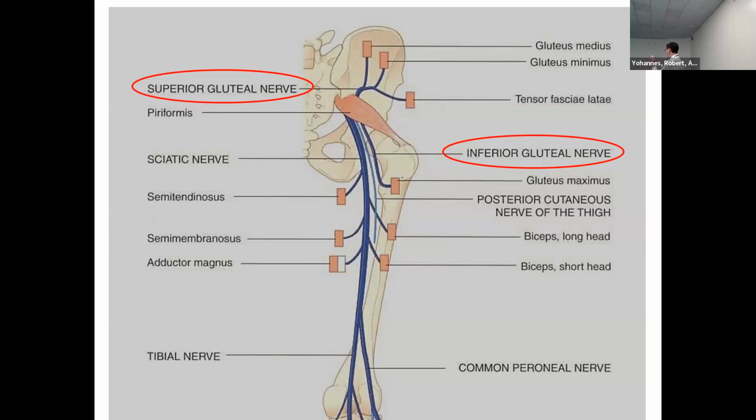Notice that the L5 root plays a role here. That will be a common theme throughout the lower leg. So pressure on the lumbosacral trunk can cause a lot of weakness. Okay? Not just foot drop, as we'll see in a moment, but also problems with hip movement. And again, I'm talking about weakness, which is not pain related, neurologic weakness.